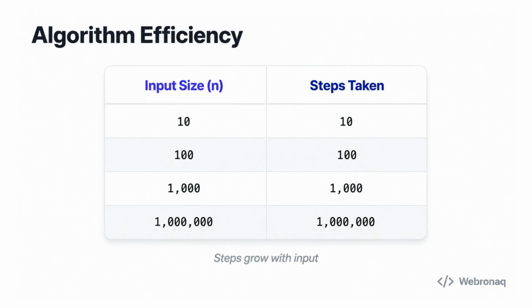Look at the table on screen. If an algorithm checks every item once, and you give it 10 items, it does 10 steps. Give it 1,000 items, and it does 1,000 steps. Give it 1,000,000, and it does 1,000,000. The count grows in lockstep with the input. A different algorithm might only need 20 steps no matter the size, or it might need 1,000,000 times 1,000,000 steps. That difference in growth behavior is what we measure when we talk about efficiency, and it is exactly what Big O notation was designed to capture.